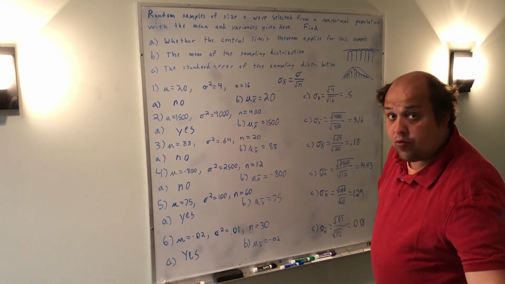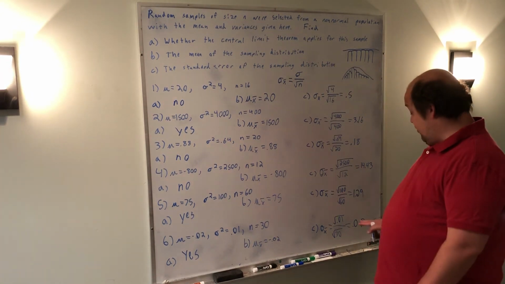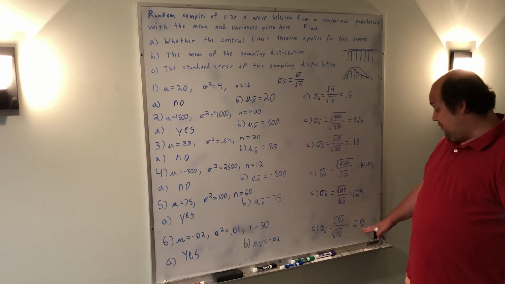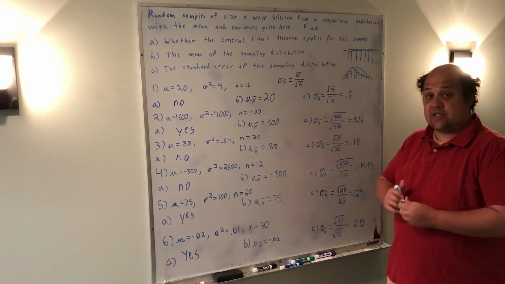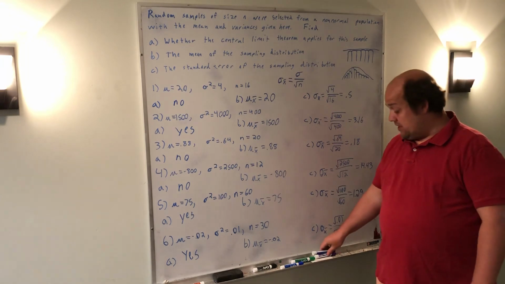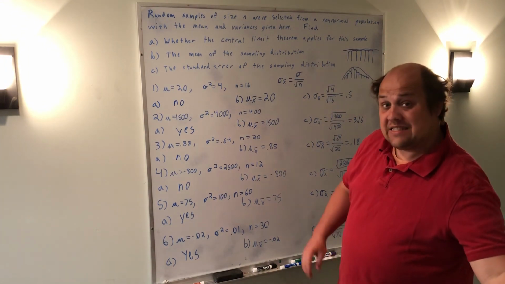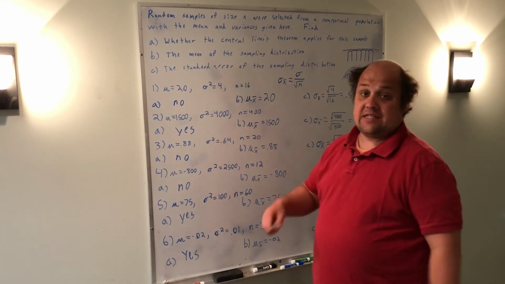Notice that when I do that 0.018, I don't round it to 0.02. I really would prefer to have at least 2 significant digits. So before I was going to 2 numbers after the decimal place, but here, since 0 is the first number after the decimal place, I want to go 1 more.